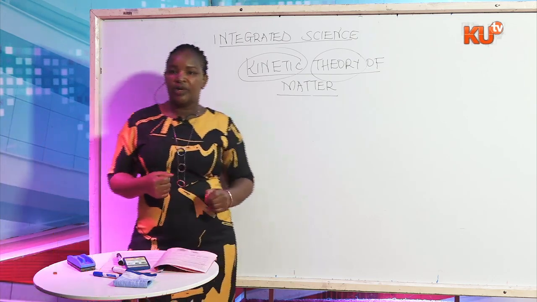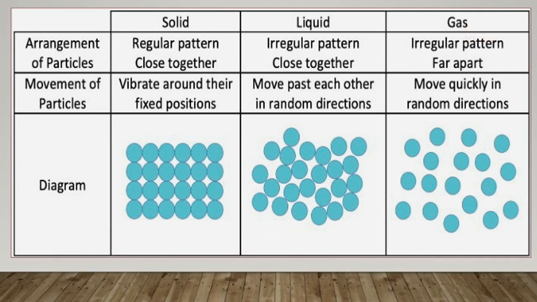Let's look at the liquids. We go back to the diagram again. We look at the liquids. They have an irregular shape. And if you observe, they are close together, yes, but not as close as they were in a solid. There is at least a bit of space in between them.